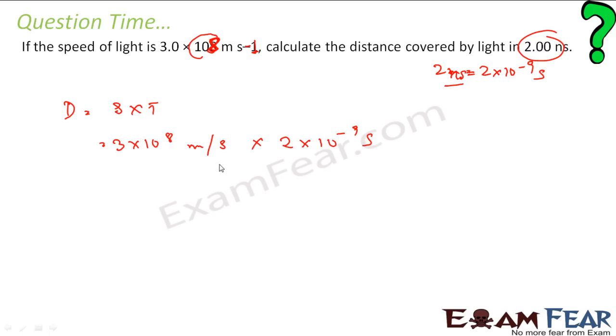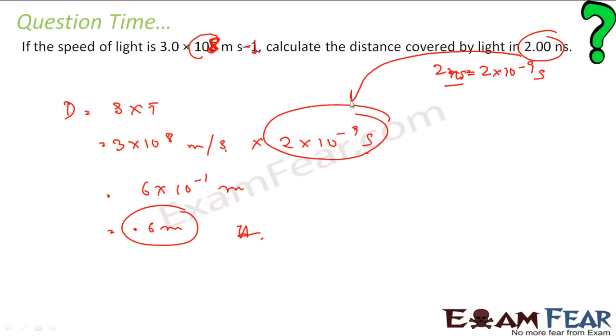So this you will get in meter. Why? Because second will cancel and you'll get the answer in meter. That is 6 into 10 to the power minus 1 meter, and that is nothing but 0.6 meter, and that is my answer. So in this, please note that you have to convert everything into SI units before applying multiplication. This one was in nanoseconds, I made it into seconds, right? Because second is my SI unit, and this one was in meter per second, which is already an SI unit. So I have to first convert everything into SI units and only then apply multiplication.